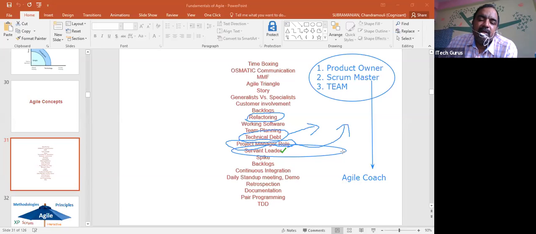Let's move on. Any question on here so far? No question. Okay. Next one. What is spike? Any guess? In an agile project, the spike is very, very important. What is spike? Sudden change.